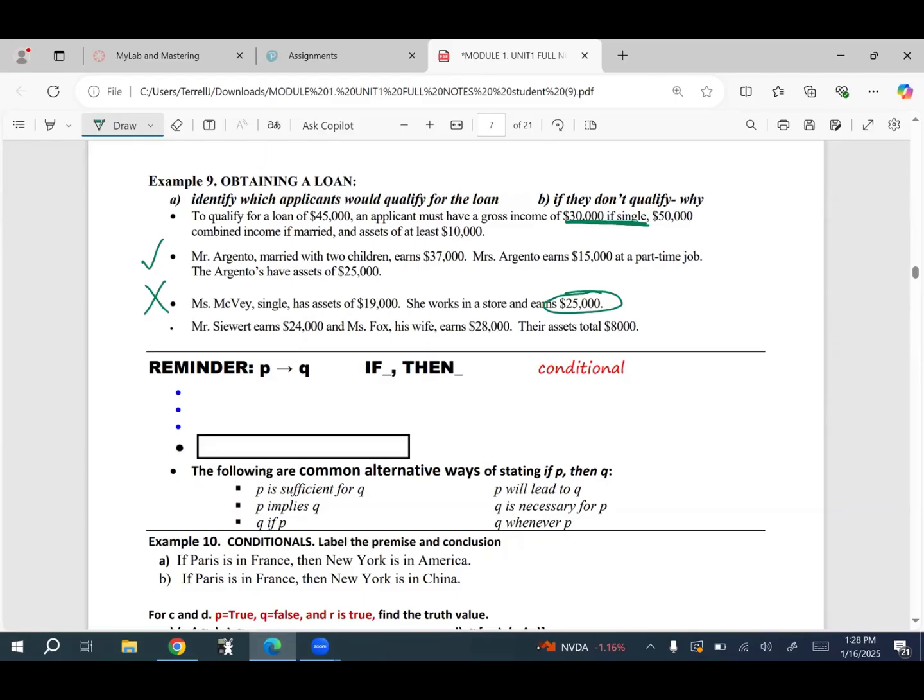Okay, let's look at the last one. Mr. Seward earns 24,000 and Miss Fox, his wife, earns 28,000. Their assets total 8,000. Would they qualify? Oh, good. Why wouldn't they qualify? They don't have enough assets. Yeah. Combined, their income is greater than 50,000, so that's okay. But their assets have to be at least 10,000. And in this case, it's not, so they do not qualify.